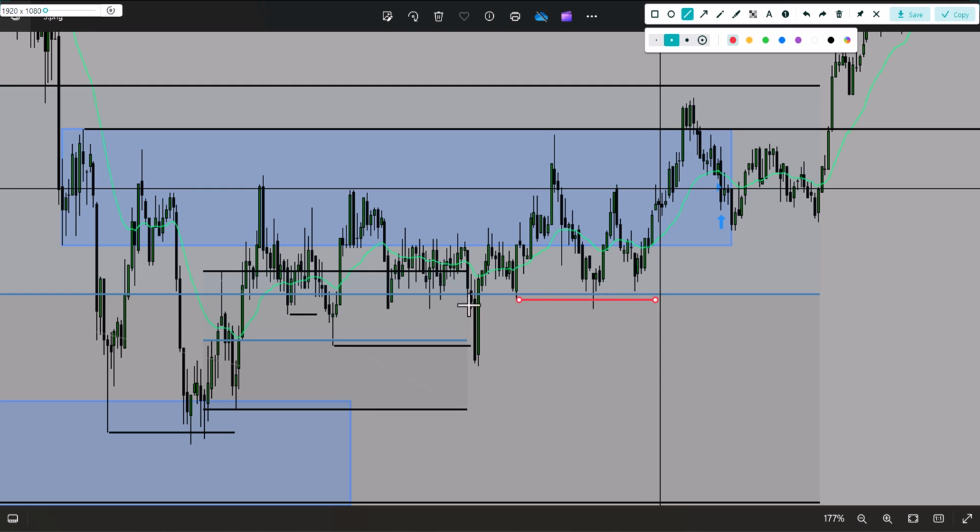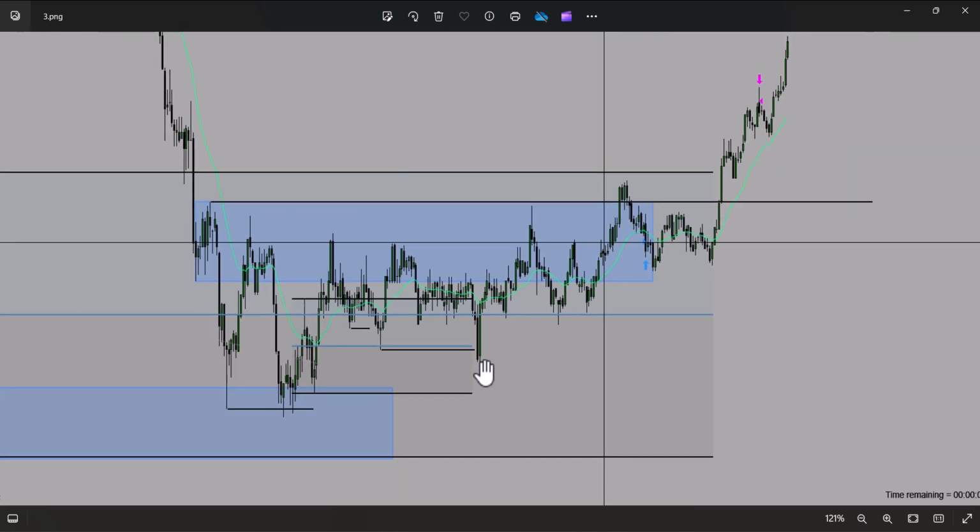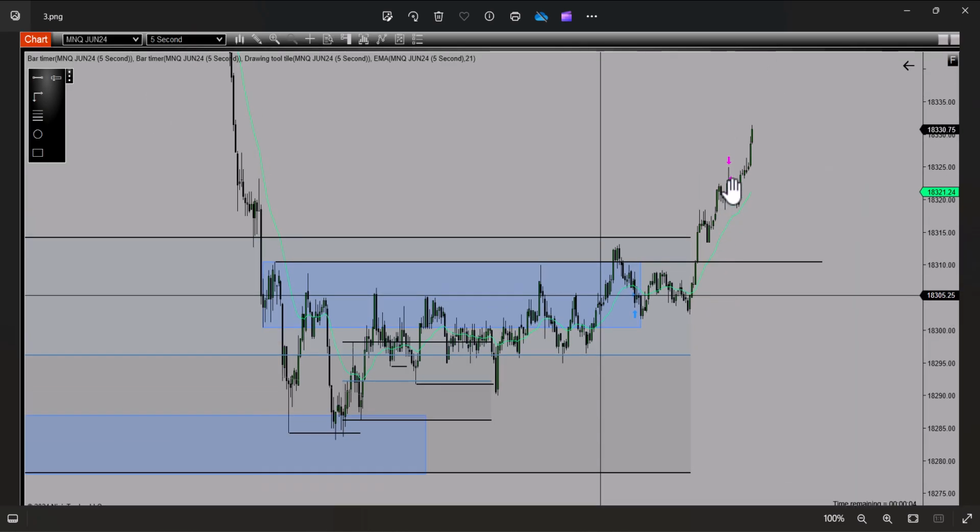We have a sweep into this zone, an unmitigated candle right here. Unmitigated candle, sweep inside it, this is an aggressive stop loss. A more conservative stop loss is here, below this low right here. So I put my stop loss right here and I exited from here.